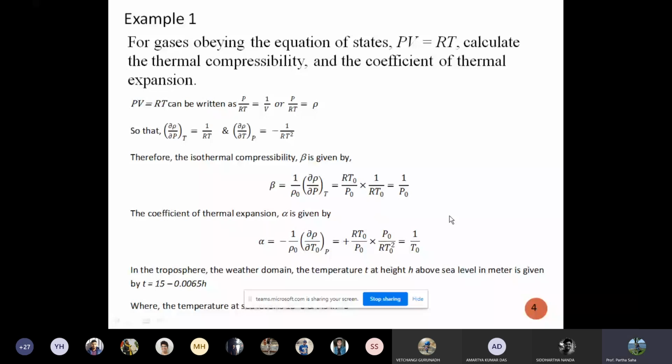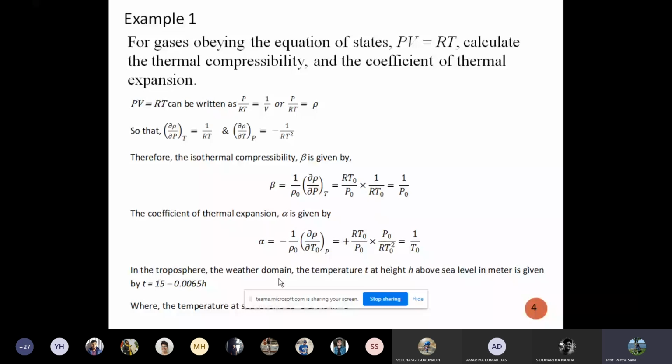And in the troposphere, the weather domains, actually one call is coming, just hang on, I'll be back in 1 minute. All right, I'm back. Sorry for the interruption.